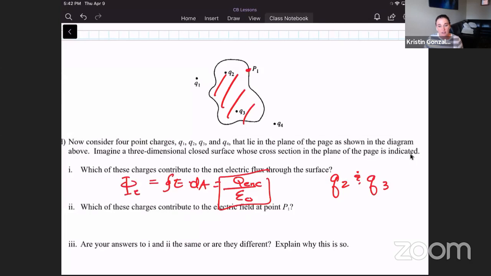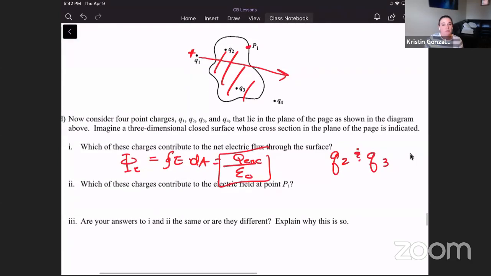Because for the other ones, our field lines are going to go in one side of the surface and out the other, right? If we look at Q1, let's say it's a positive charge. We know field lines go away from positive, so it's going in one side of the surface, out the other. That's not contributing to the net flux. So the only ones that will are Q2 and Q3.